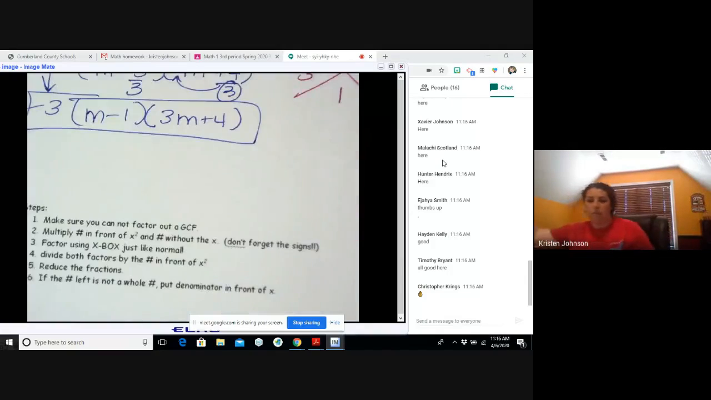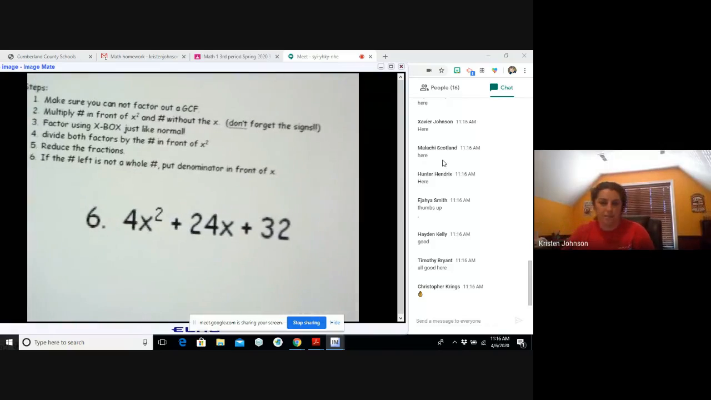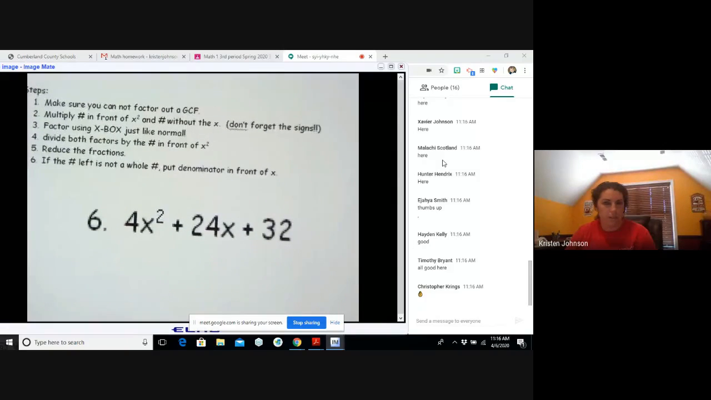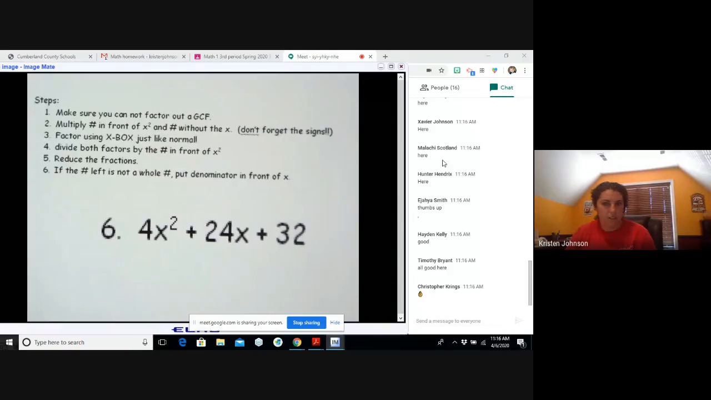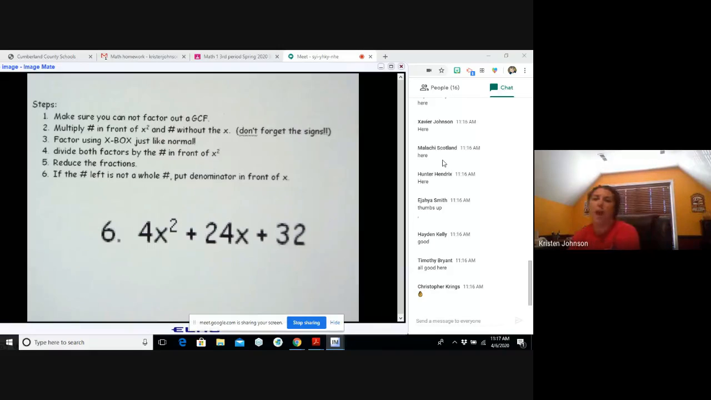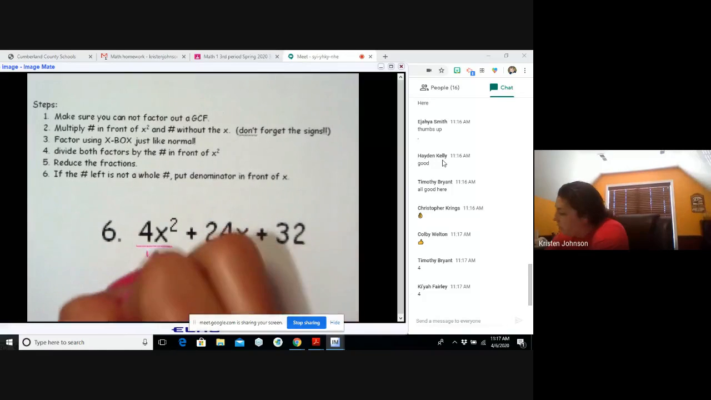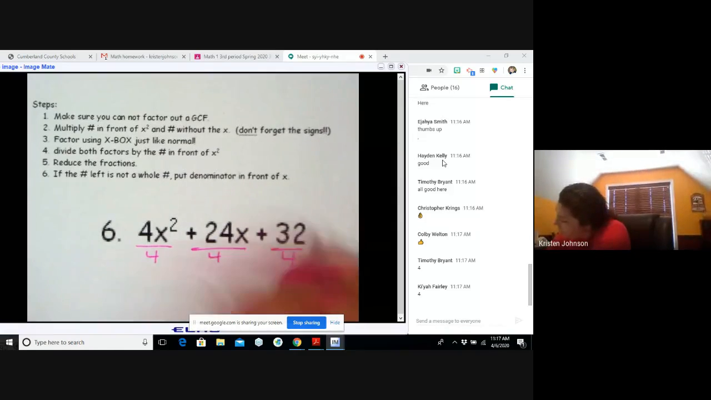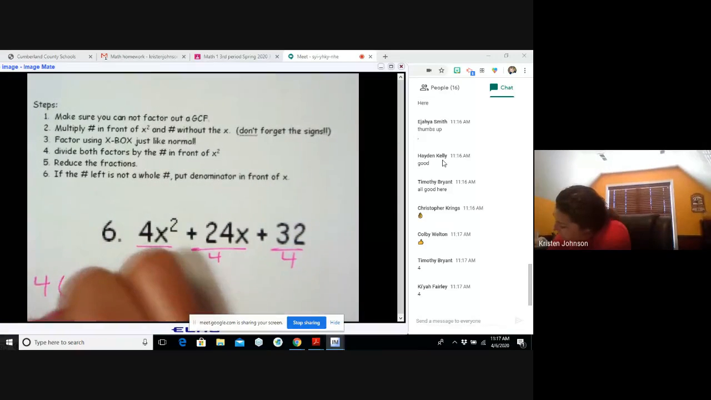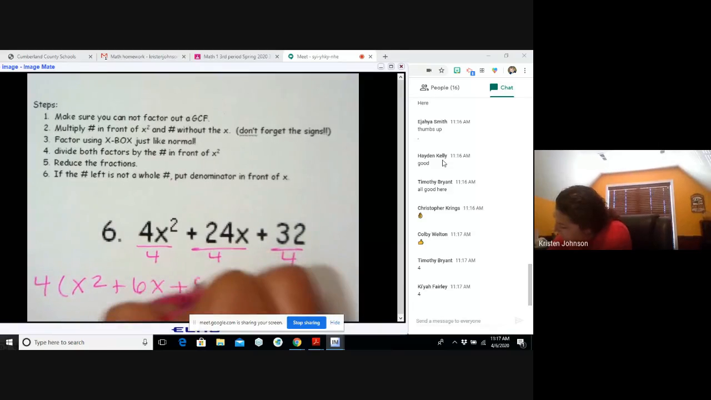All right, let's look at number 6. So do we have a GCF between 4, 24, and 32? It is in fact 4. Okay, so I'm going to divide out the 4 first. The 4 comes out, leaves me with x squared plus 6x plus 8.